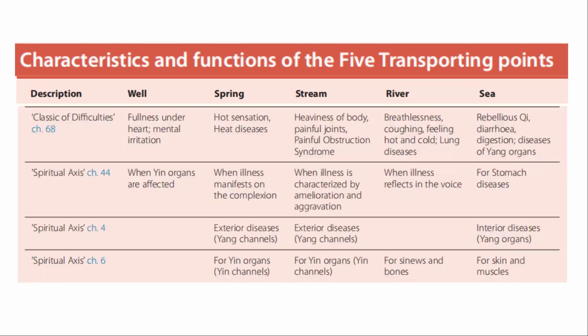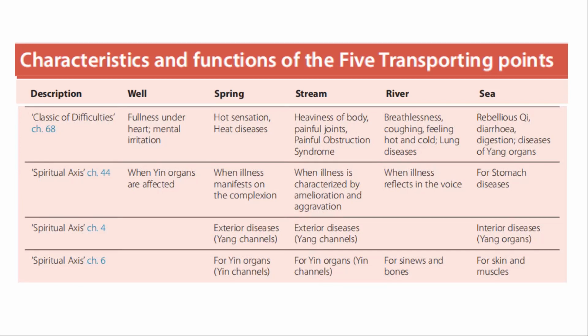For the Classic of Difficulties, the well points are for fullness under the heart, mental irritation. Spring points are for hot sensation, heat diseases. Stream is for heaviness of the body, painful joints, painful obstruction syndrome. River points are for breathlessness, coughing, feeling hot and cold, lung diseases.